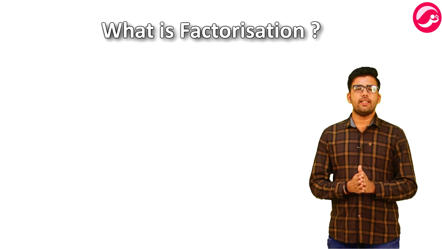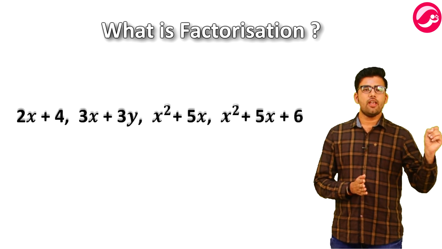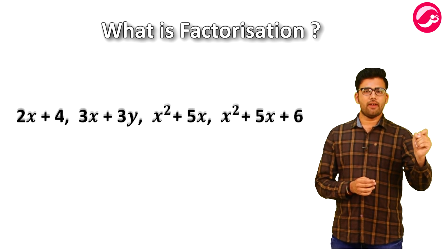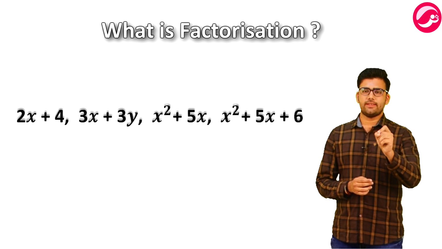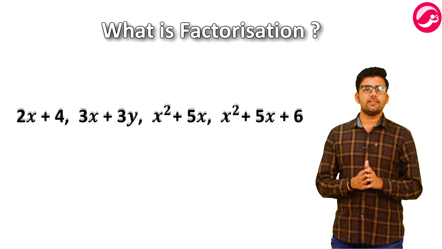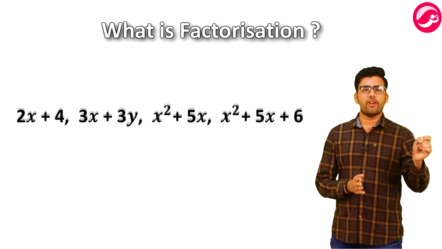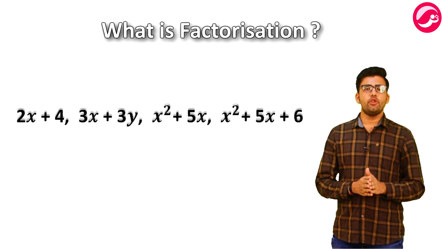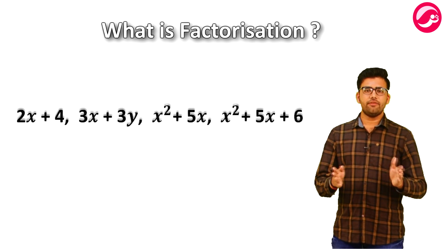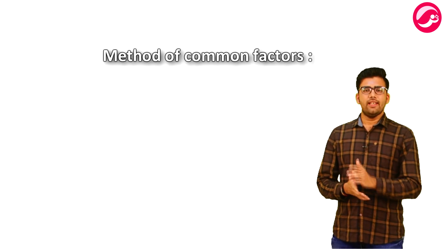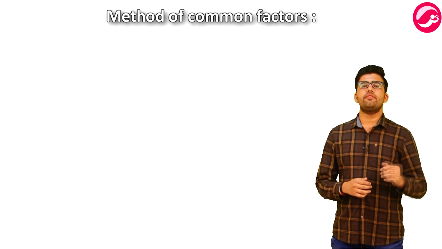On the other hand, consider expressions like 2x plus 4, 3x plus 3y, x square plus 5x, x square plus 5x plus 6. It is not obvious what their factors are. We need to develop systematic methods to factorize these expressions, that is, to find their factors. That we will do in this chapter. Let's move to the method of common factors.